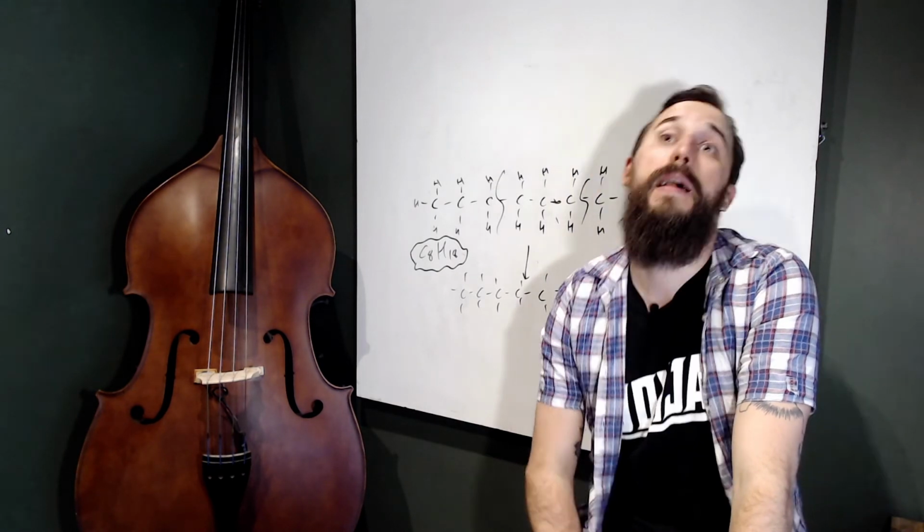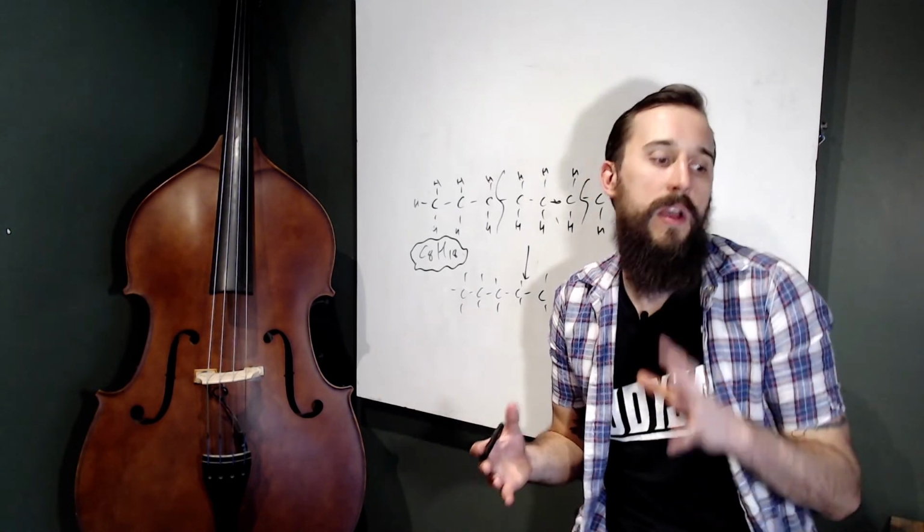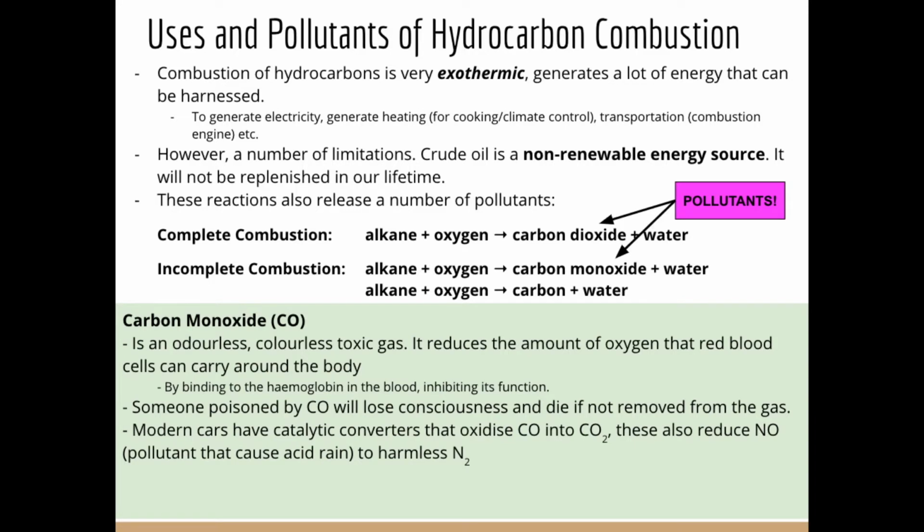However, for modern cars, scientists have developed a catalytic converter which converts carbon monoxide into carbon dioxide, which won't be poisonous. Modern cars have catalytic converters that oxidize CO into CO2. These also reduce NO, nitrogen oxide. These are a pollutant that we've looked at previously in our inorganic chemistry.